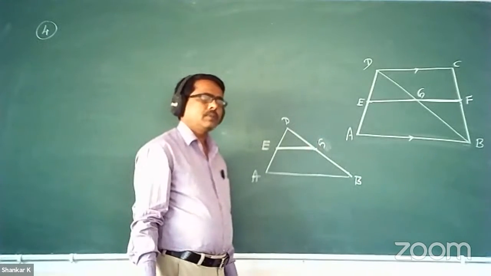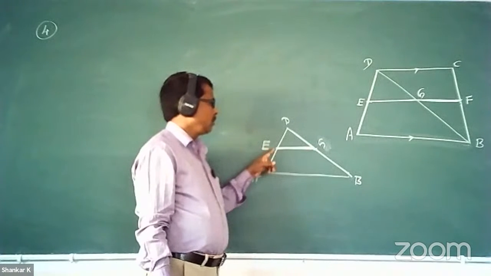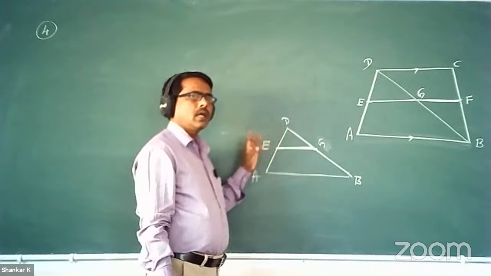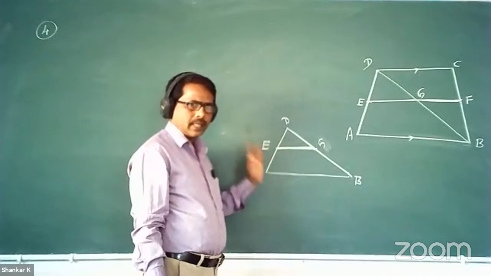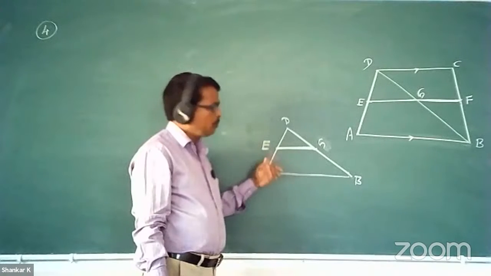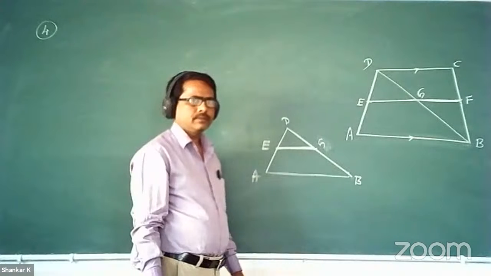Here we use the converse of the midpoint theorem: a line drawn through the midpoint of one side of a triangle, parallel to another side, bisects the third side.